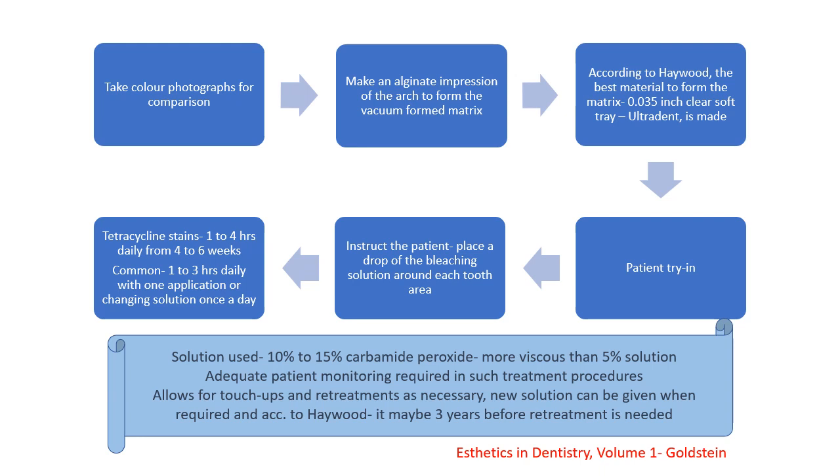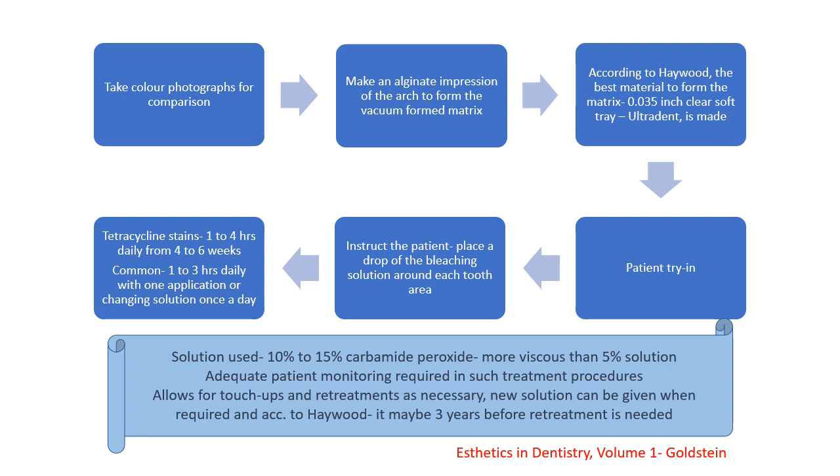Tetracycline stains take about 1 to 4 hours daily for about 4 to 6 weeks. Common is 1 to 3 hours daily with one application or changing solution once a day. The solutions commonly used are 10 to 15% carbamide peroxide, more viscous than 5% solution.